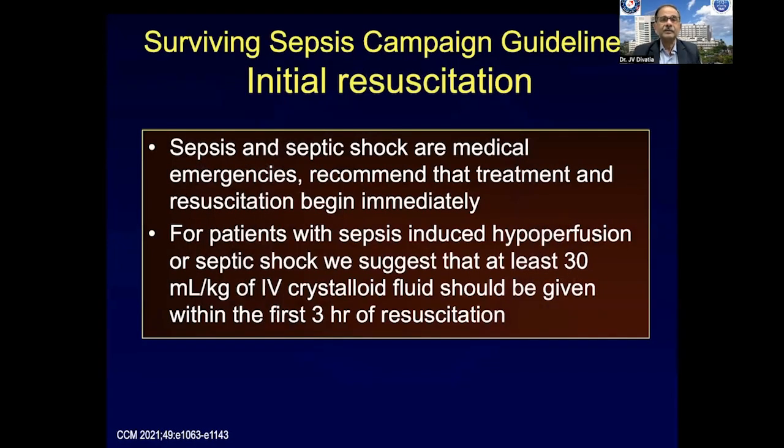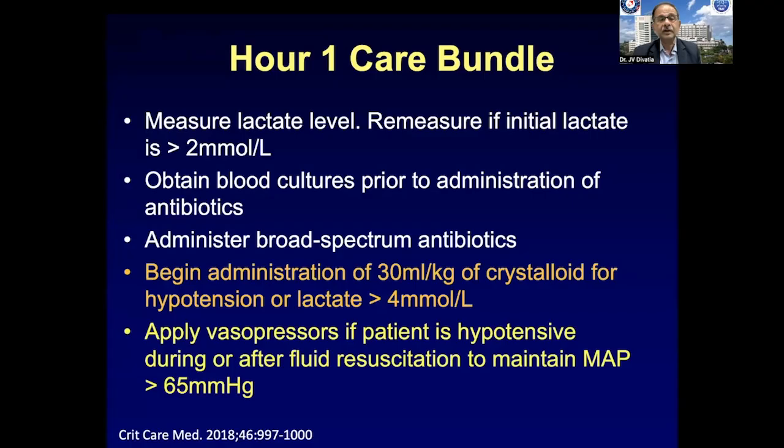Now, in the management of sepsis, the Surviving Sepsis Campaign guidelines are the sort of universal standard which most people would tend to use. And the guidelines state that sepsis and septic shock are medical emergencies and recommend that treatment and resuscitation begin immediately. For patients with sepsis-induced hypoperfusion or shock, they suggest that at least 30 mils per kilo of crystalloid be given within the first 3 hours of resuscitation. That means for a 60 or 70 kilo person, they're giving approximately 2 liters of fluid in about 3 hours.